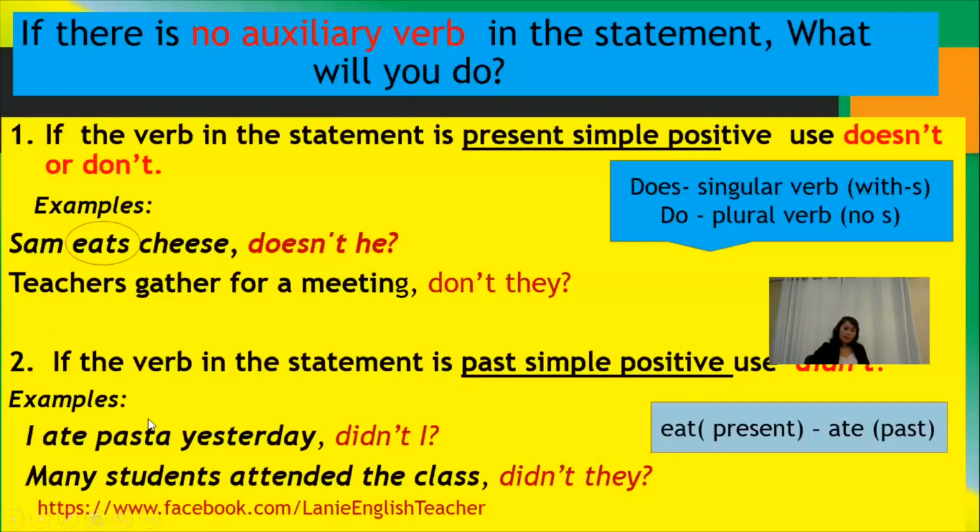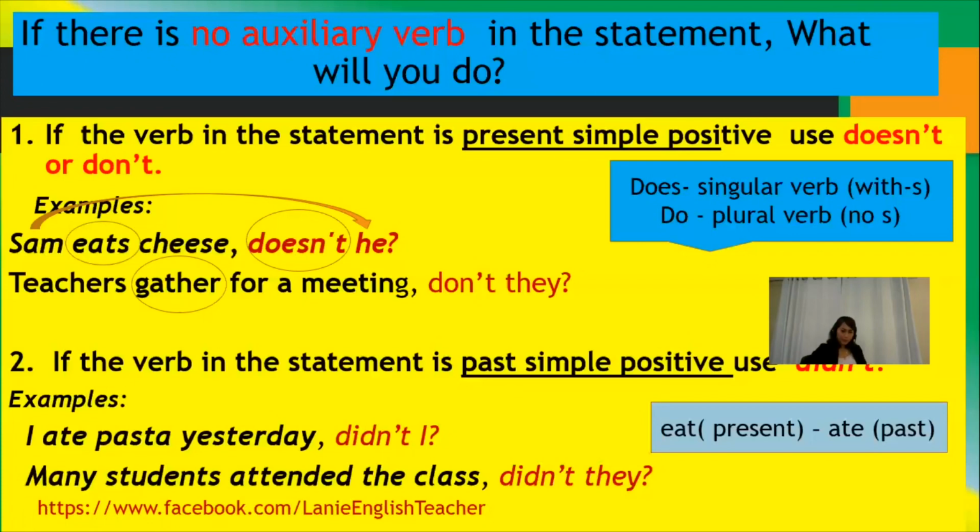Okay, another example. Teachers gather for a meeting. Let's find out where the verb is here. The verb here is gather. Is it in singular or plural form? It is in plural form. Remember, it doesn't end with S. So very simple. For a plural verb, we begin our tag question by using do.